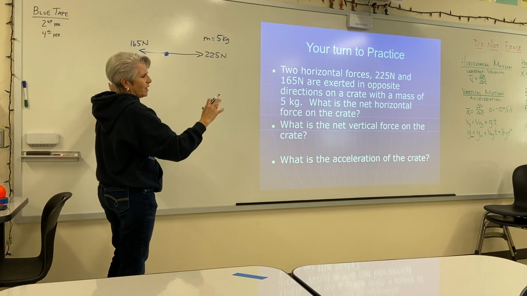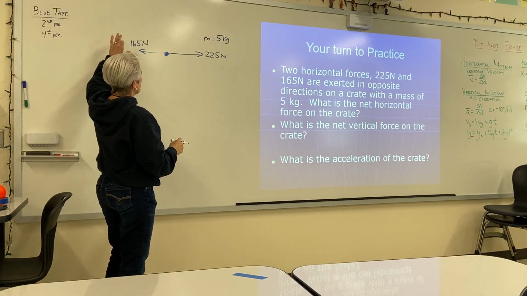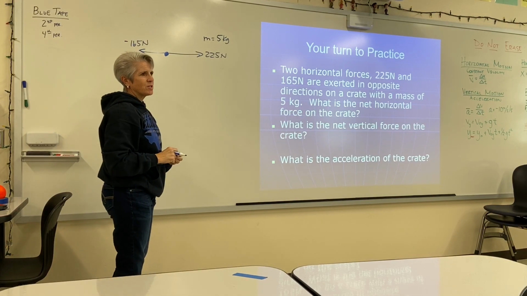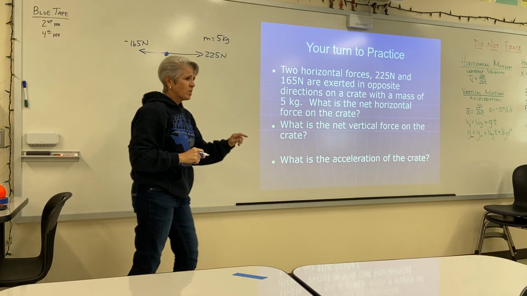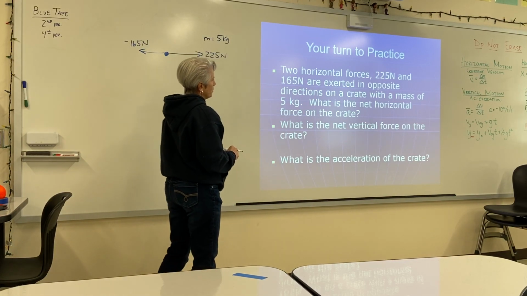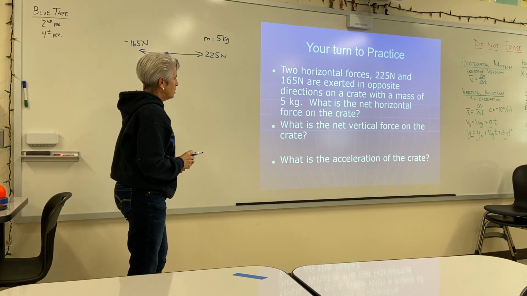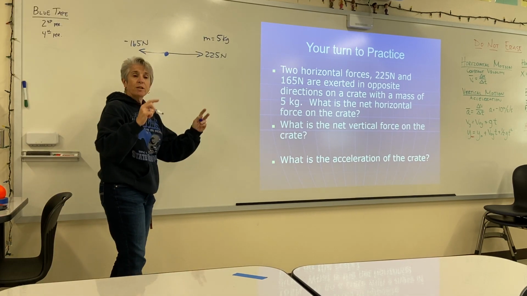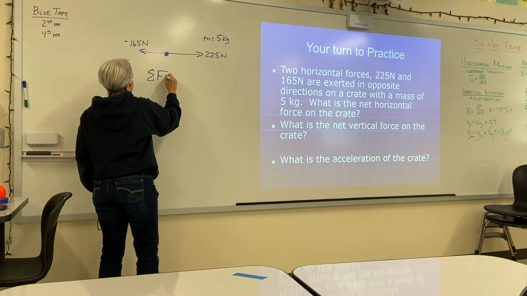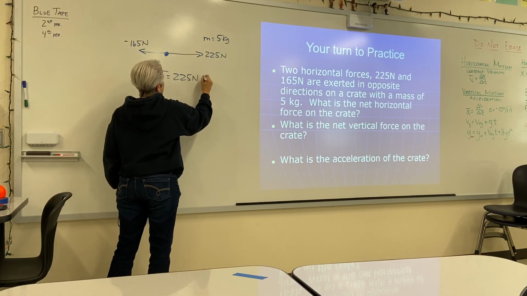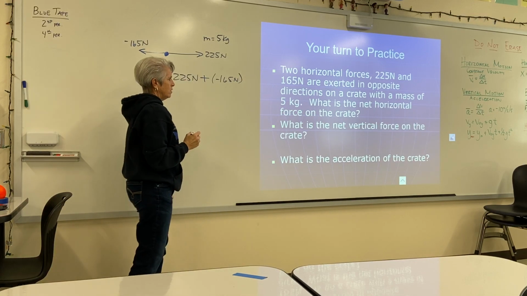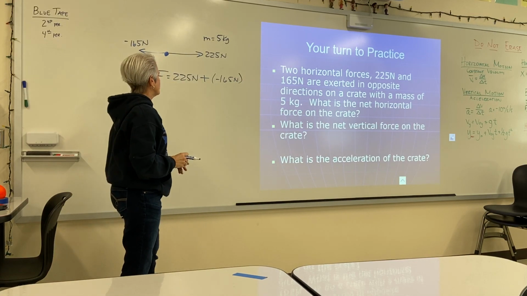Well, what do we know about these vectors? I need to know that this is a negative force, so I'm going to put it up here as a negative 165 newtons. That means it's 165 newtons, from my perspective, to the left. So they ask, what is the net horizontal force on the crate? To find that, I add the forces. So F net is going to be 225 newtons plus negative 165 newtons. That will give me the net force on the crate.